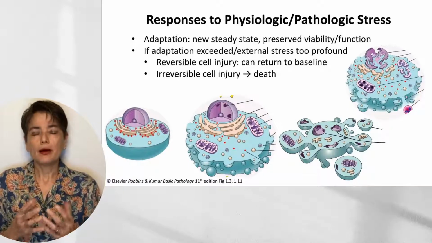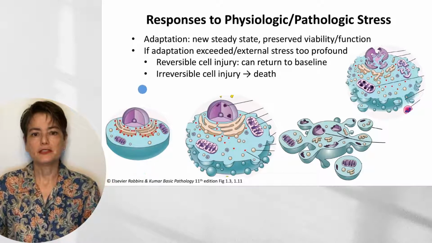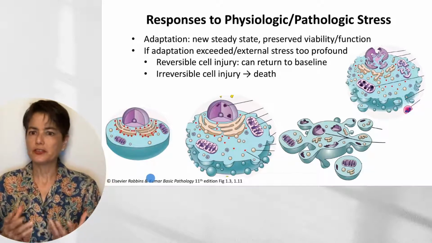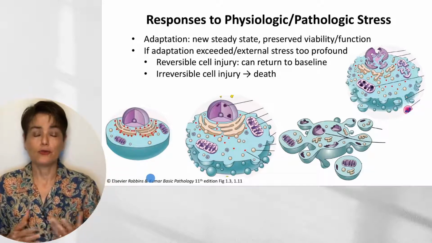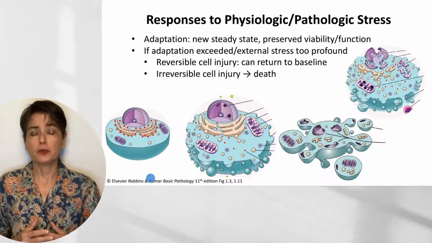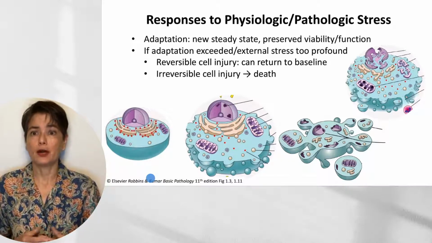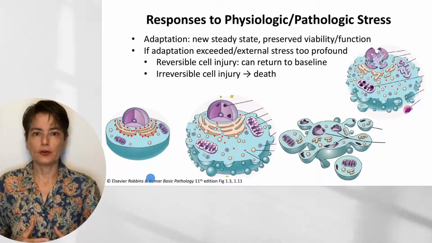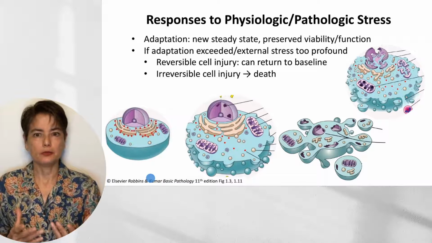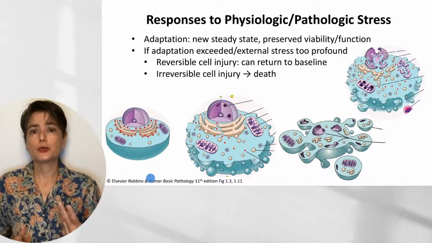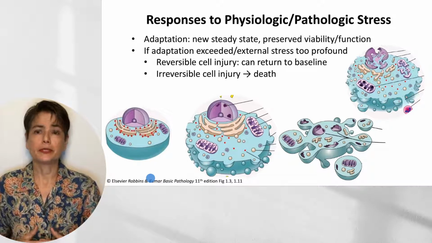So, think about the happy, healthy cell, which we see sitting here. It has some sort of physiologic or pathologic stress. So physiologic stress could be pregnancy. Pathologic stress could be increased blood pressure, putting stress on the heart. And in response to these stresses, the cell is going to first try to adapt. This will lead it to a new steady state with preserved viability and function.